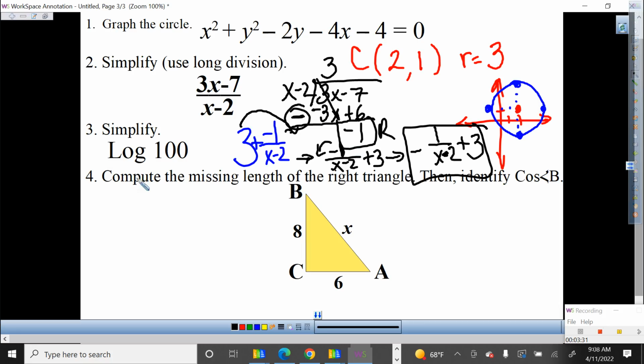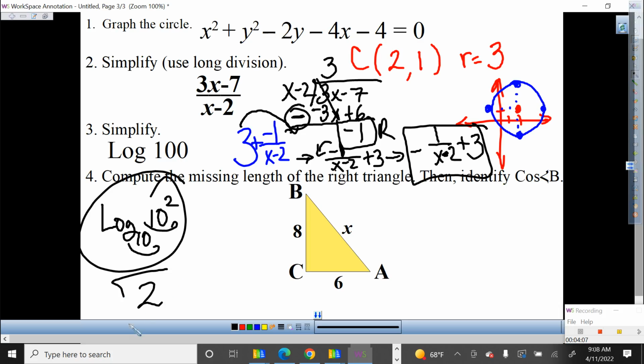All right, number 3, log 100. When it doesn't have a base here, what is the base of that log? So then we rewrite this as log base 10, and then the 100, I'm going to rewrite it in base 10. How do we write 100 in base 10? 10 to the second. So now this is the same as this, so this whole thing is 2.